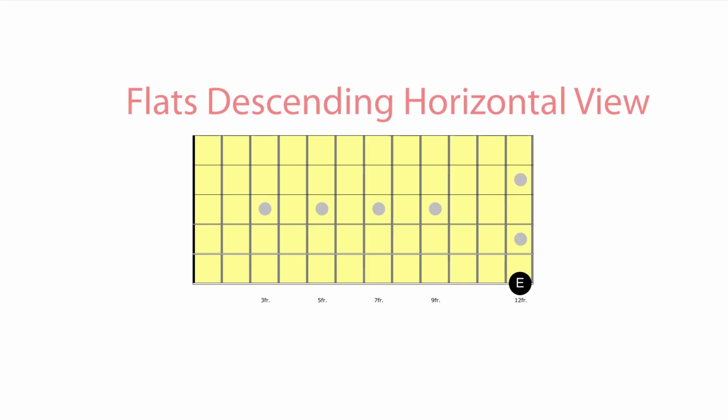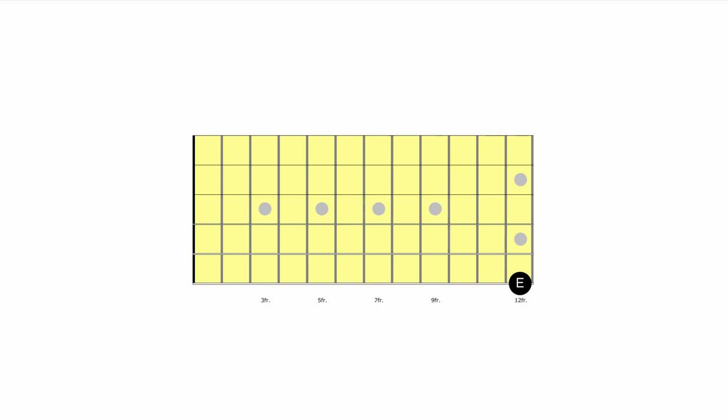Okay, now we're going to name our flats descending, going down in pitch, down the fretboard. We're going to start on our 12th fret with E. 1/2 step down to the 11th fret is going to be E flat. 1/2 step down from E flat to the 10th fret is going to be D.